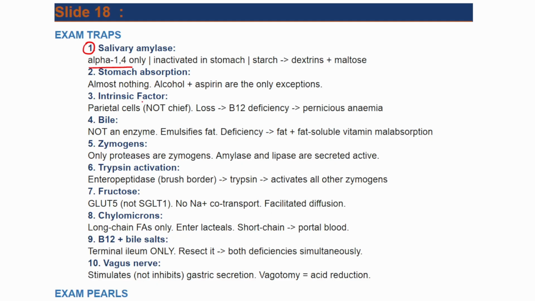As documented in our final summary matrix, salivary amylase breaks down starch specifically into dextrins plus maltose, acting on alpha-1,4 linkage only, and becomes completely inactivated in the stomach environment.